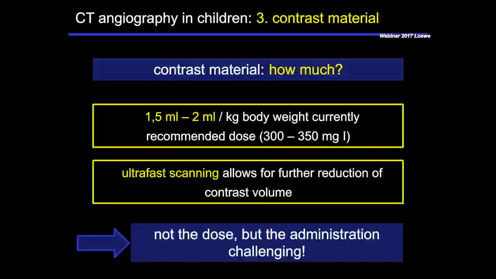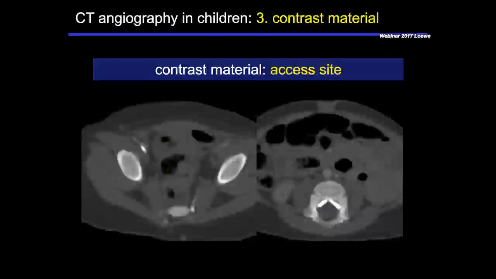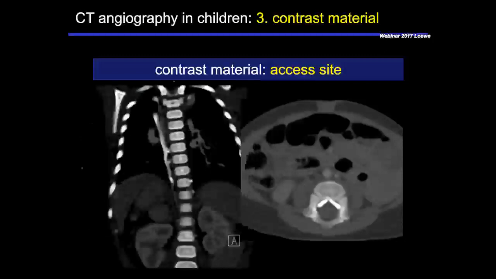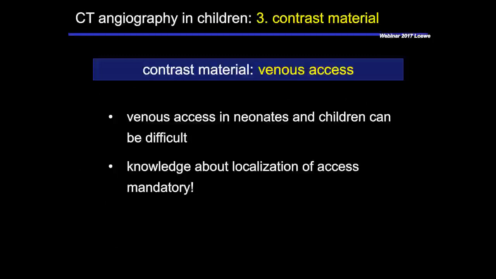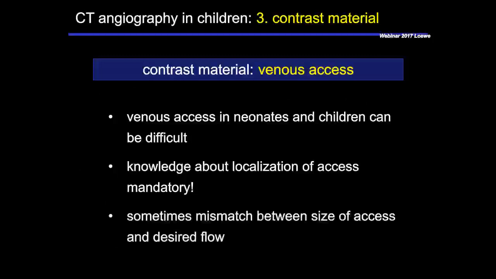But not the dose, the administration is challenging, as I mentioned before. If the patient comes to CT, you have to accept the access that is provided, so you will not start to place a new cannula if there is already a cannula. So you have to know where the access is, and you have to adapt your protocol accordingly to avoid ending up with just a venous filling and not having an arteriogram. However, the challenge is, of course, the venous access. This is challenging in neonates and very small children. We have to know the localization, and sometimes there is a mismatch between the size of access and the desired flow, not in the neonates, but in children. Sometimes they come with a very small cannula, but you would aim to give 1 or 2 ml per second flow rate, and then it's a little bit of a challenge.